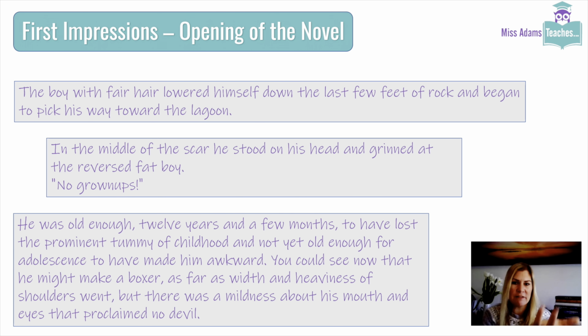And then we get this very, very positive description of him and his physicality. So he's twelve years and a few months. So he's lost his prominent tummy of childhood, but he's not yet awkward. "He might make a boxer, as far as width and heaviness of shoulders went, but there was a mildness about his mouth and eyes that proclaimed no devil." That's really important. So it's saying that physically he could be a boxer. It's definitely demonstrating that he's athletic, but it does point out he might be flawed, but he's not dark through and through. He looks sort of trustworthy.